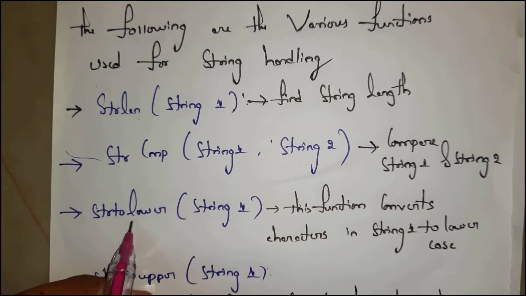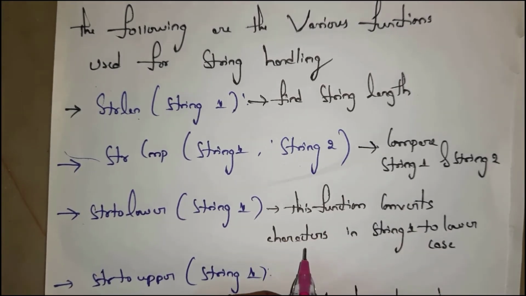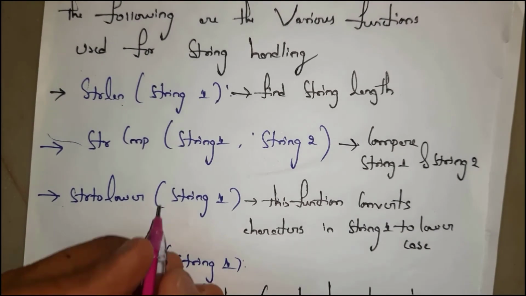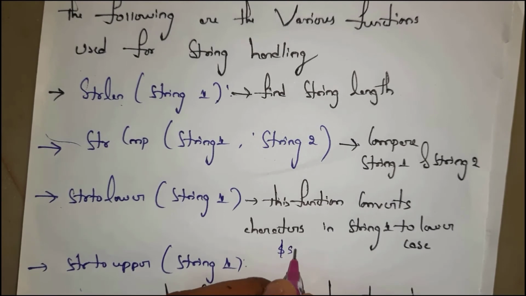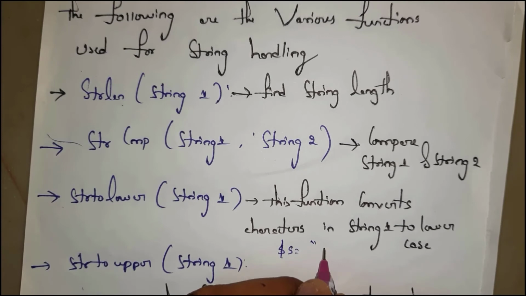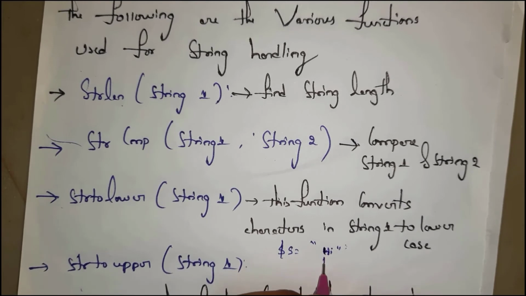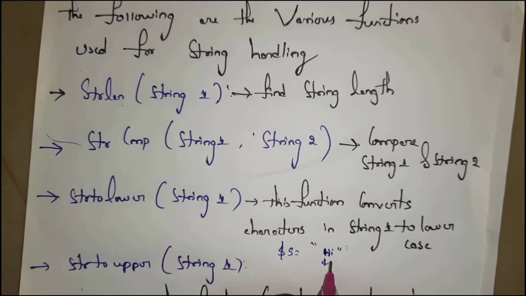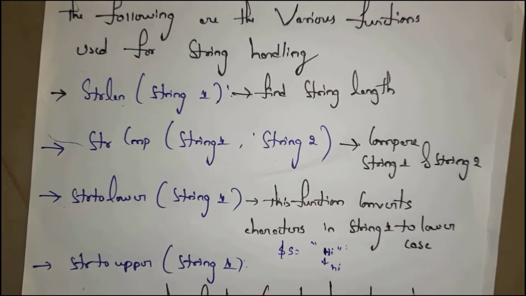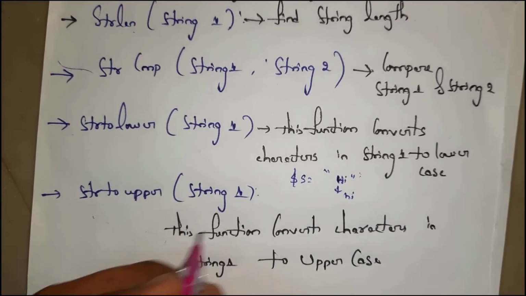Next one, strtolower of string 1. This function is used to convert characters in string 1 to lowercase. See, for example, $s is equal to capital HI. By using this command, the capital letters are going to be converted into lowercase, that is hi, like this. Similarly, strtoupper of string 1.